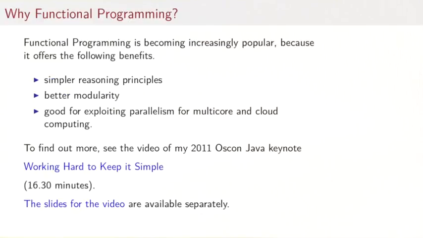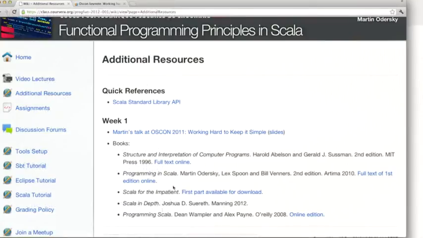Now I've given you a quick introduction to functional programming and why it matters. I've stressed that there are simpler reasoning principles and better modularity, but there's actually a third reason why functional programming is becoming increasingly popular. And that's because it's very good for exploiting parallelism on multi-core and cloud computing. To find out more about this third aspect, there's a video that I gave last year at the OSCON Java conference. The video is called Working Hard to Keep It Simple, and you get that also from the site.